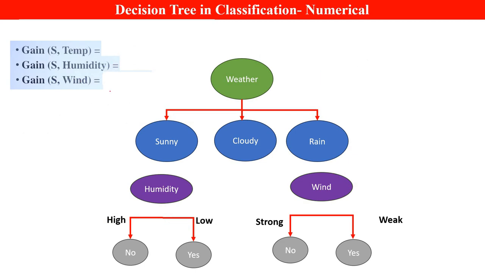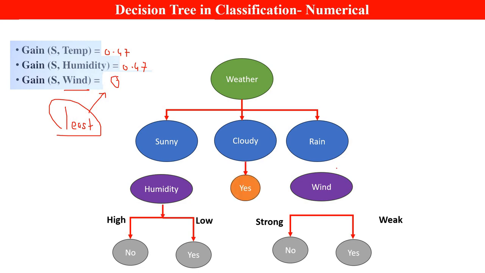So now we got the GI for the temperature. It is 0.47. This is also 0.47, and this is 0. Now in case of the Gini, we have to select the least GI, and that node we have to consider as a decision node. Now in this case, this is wind. So we have wind now. When wind is strong, it is no, and when it is weak, it is yes. So similar to the entropy and information gain, we got the same decision tree using the Gini index.